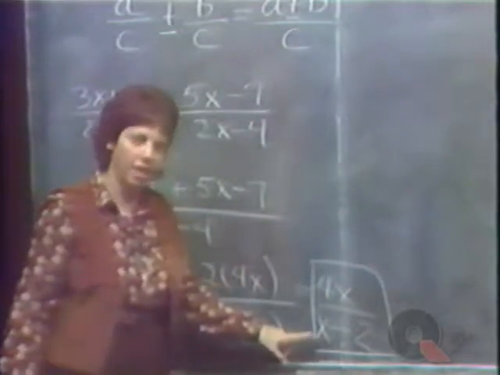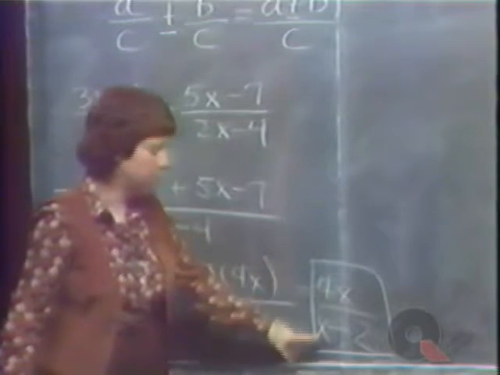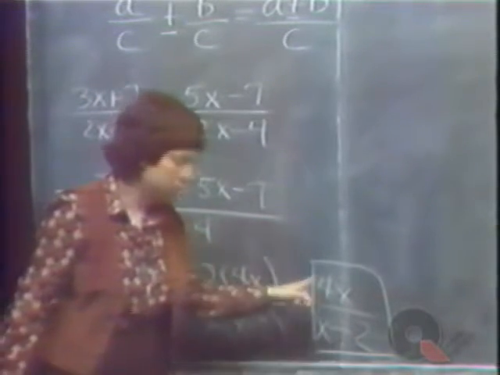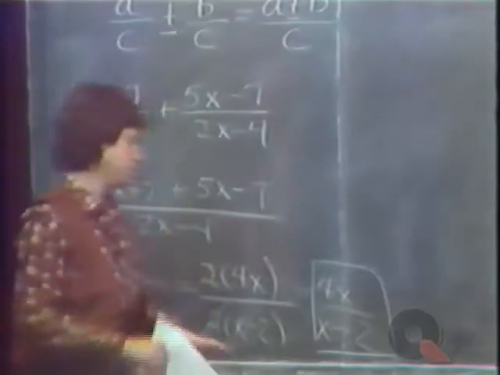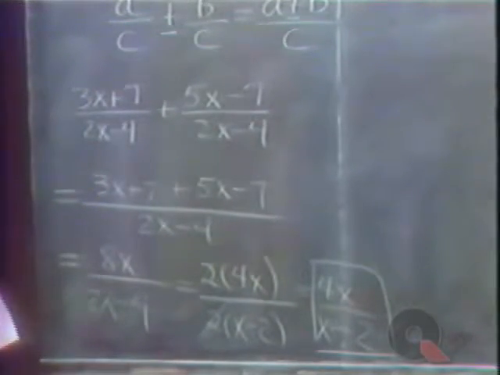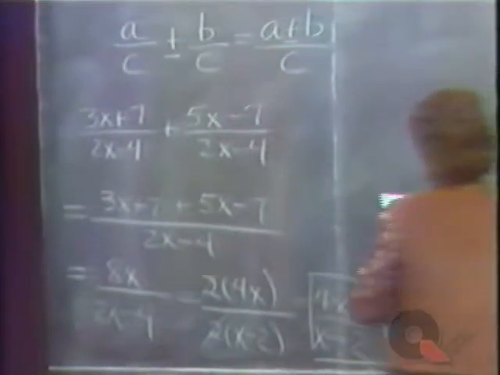The x's do not cancel. x is a factor on the top but not on the bottom. And the 2's don't cancel. The 2 does not cancel into the 4. 2 is not a factor in the denominator. Just 4x over x minus 2. Okay, let's try another example.